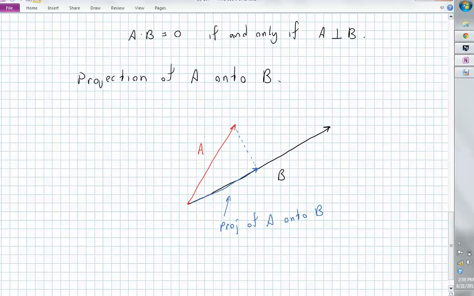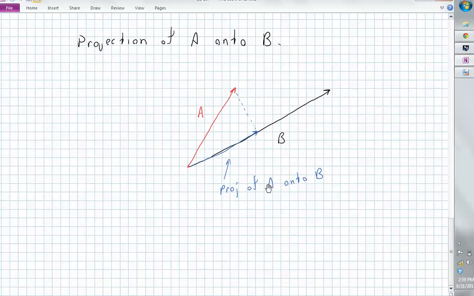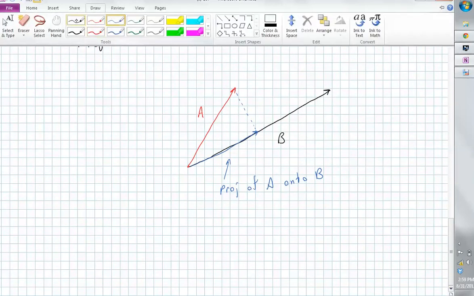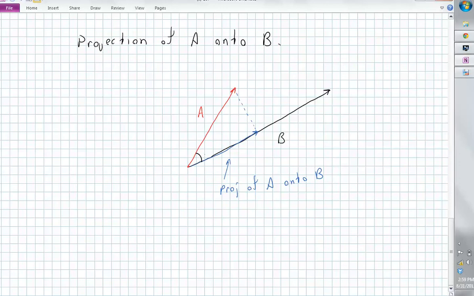We can use the dot product to very quickly find this projection. So let's go through that. All right, I'm going to sketch in the angle because it's useful. It turns out that we won't need it in the end, but it's useful for intermediate calculations. So we have this vector A that we're trying to decompose or project onto B, and we know that it makes an angle theta with B.